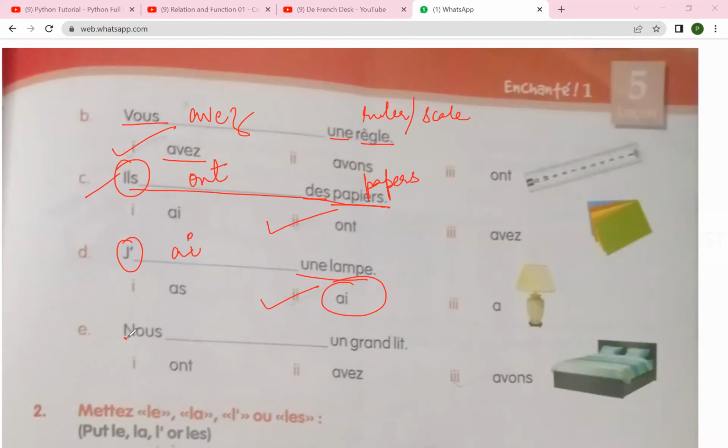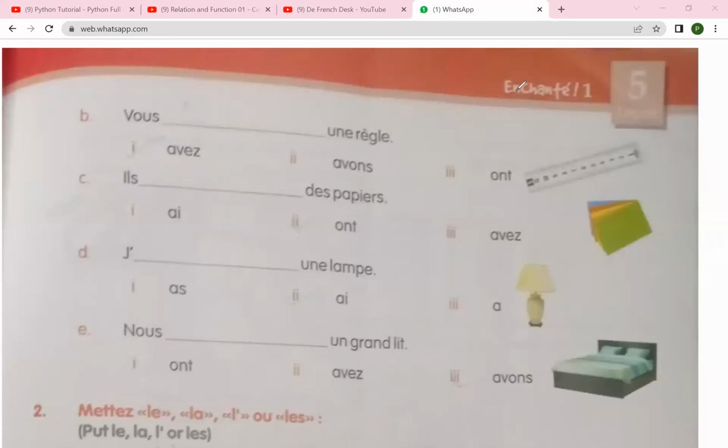Next part. Nous dash a grand lit. We have a big bed. So with nous, we write avons. So the third option is the correct answer. I hope you could do this question easily. Moving on to the next one.